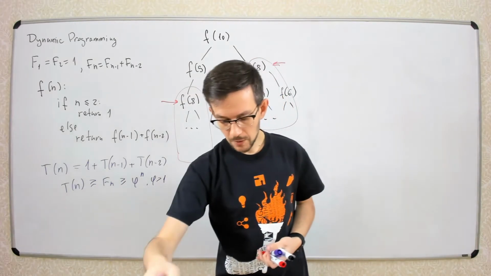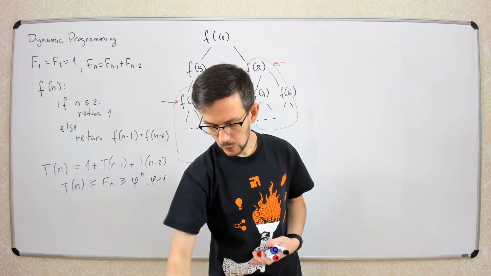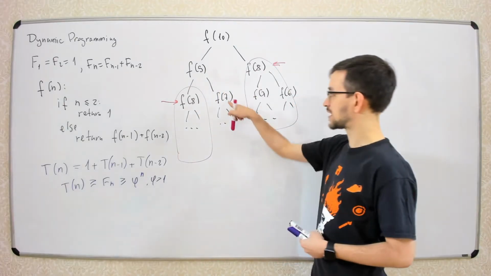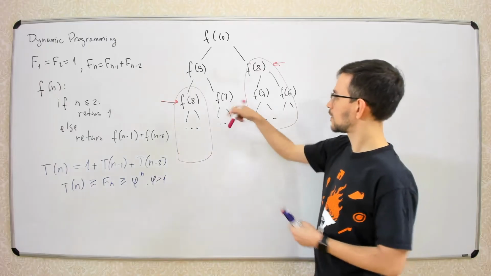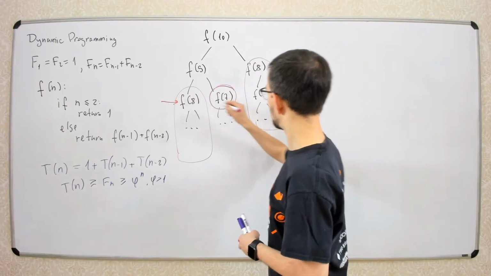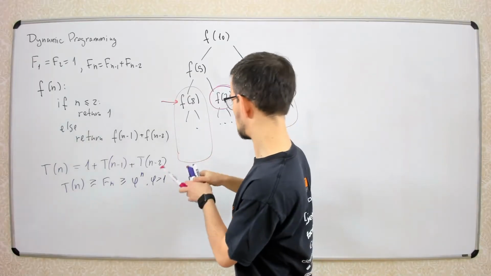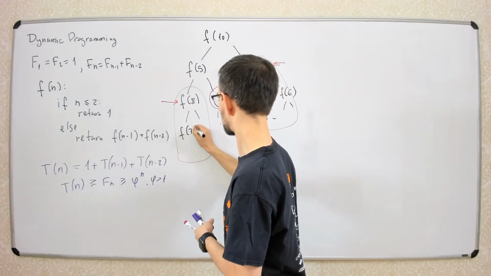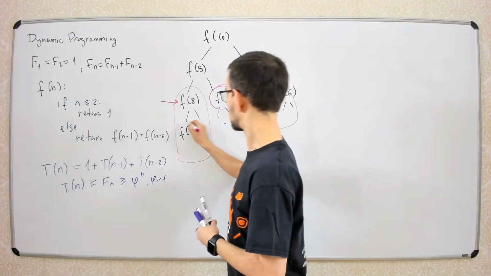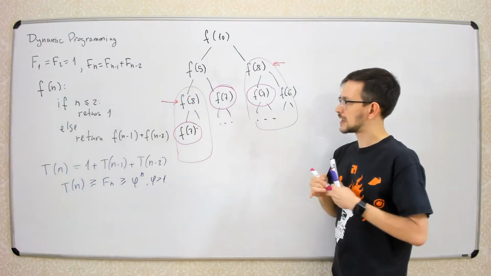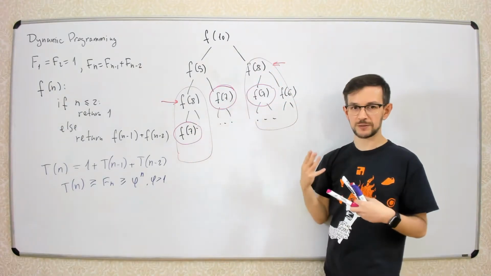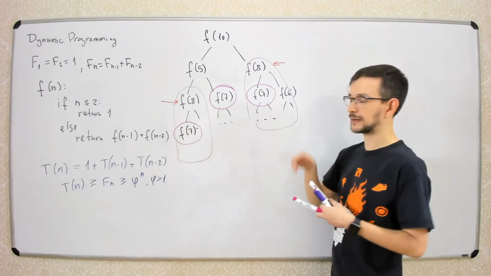The worst thing happens when we go to the next number. For example, the 7th number: here we calculate f of 7, here we calculate f of 7 again, and here we calculate f of 7 the third time. So the 7th Fibonacci number is calculated 3 times. It's calculated here, here, and here again.